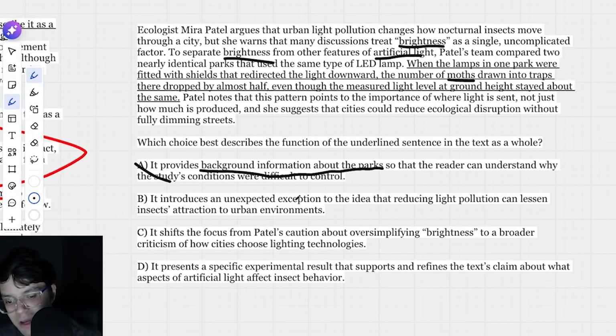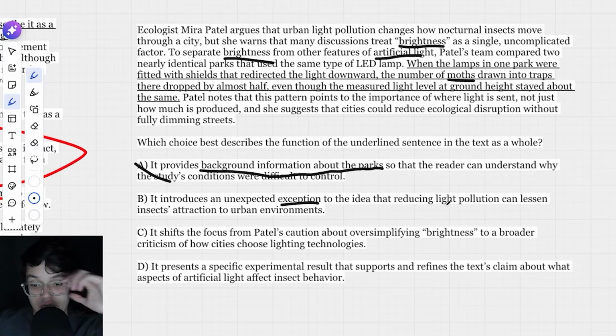B, it introduces an unexpected exception to the idea that reducing light pollution can lessen insects' attraction to urban environments. So yeah, that kind of makes sense. Like, an unexpected exception to the idea that reducing light pollution can lessen attraction. So exception, like, it was not just the brightness itself that was doing it. So I'll keep B in for sure.